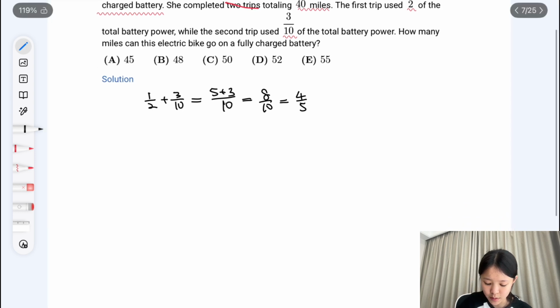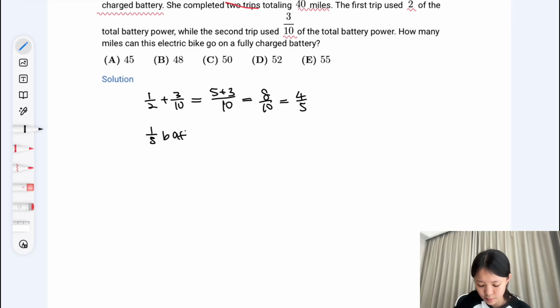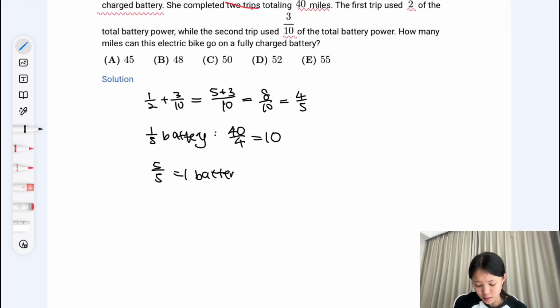So we want to find out how much she would use on 1/5 of the battery. So that is 40 miles divided by 4 equals 10. And so then 5/5 equals 1 full battery. We know it would be just 10 times 5 equals 50.